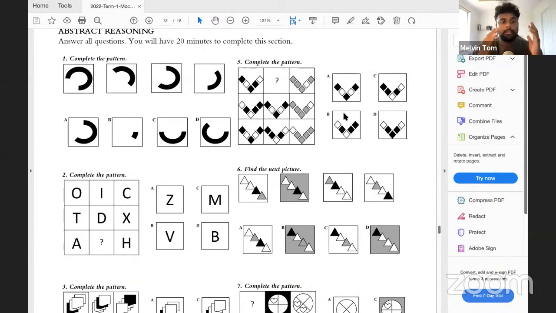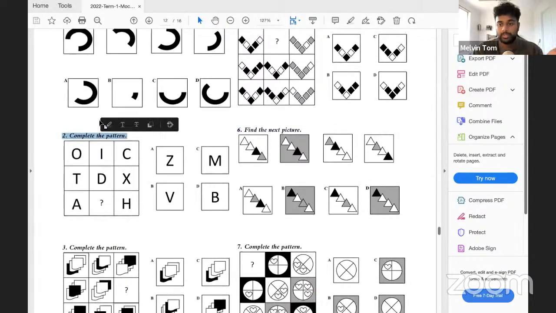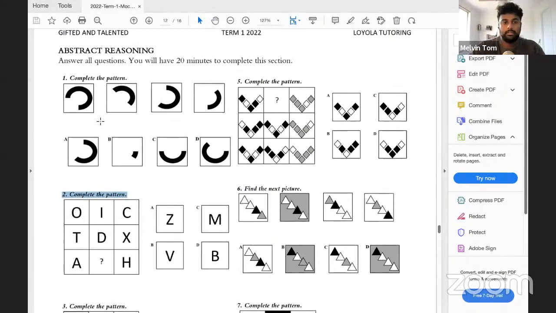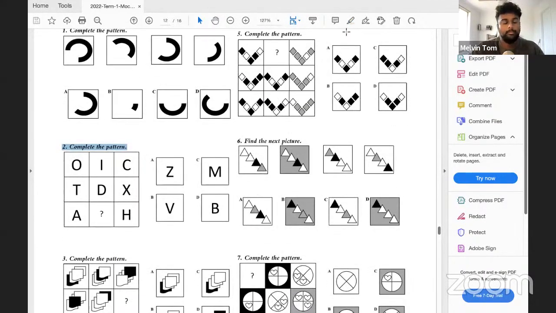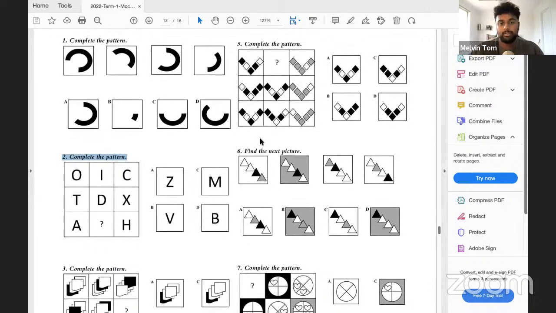For example, the two main question types that you have are these find the next questions, as you can see, and then the complete the pattern type of questions. For each question type, there's a set of common things that happen all the time.